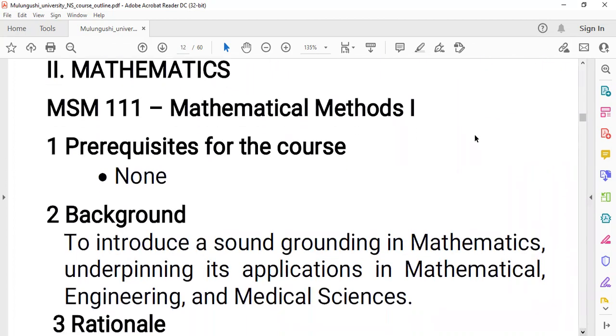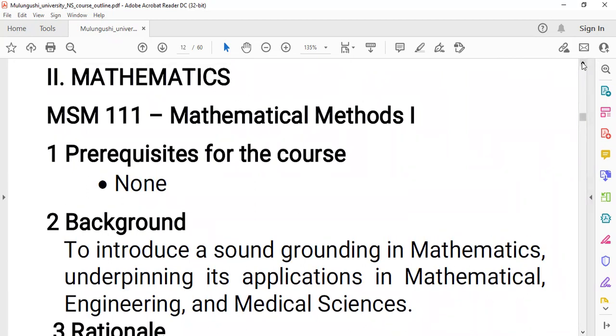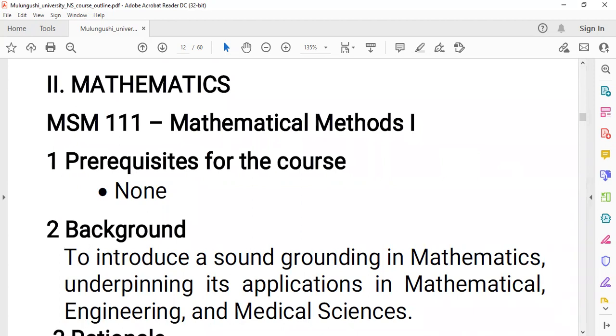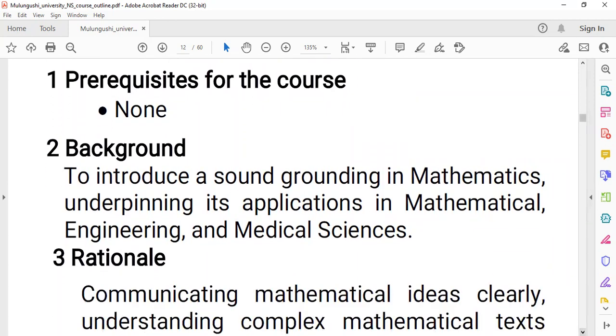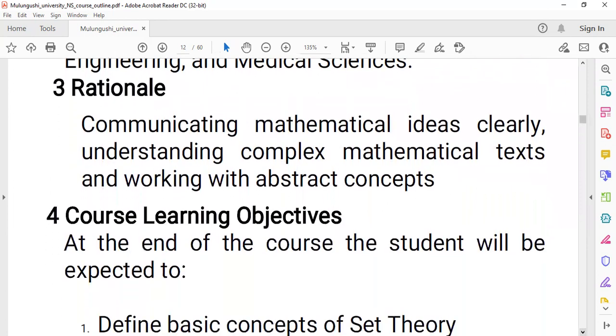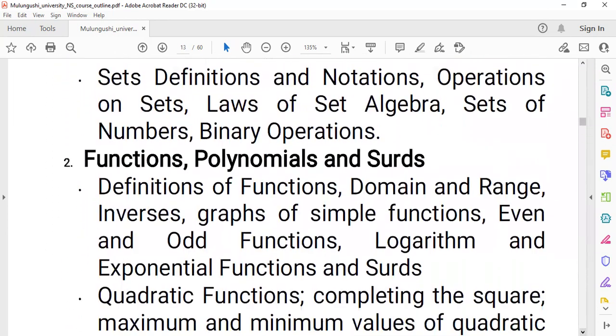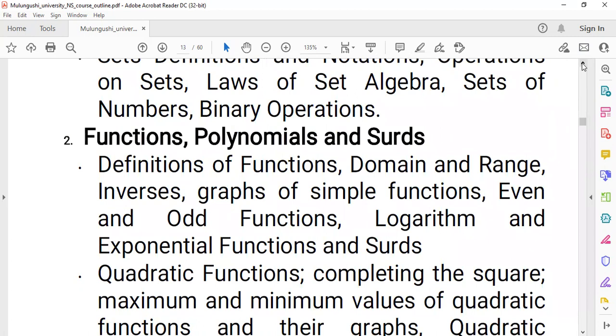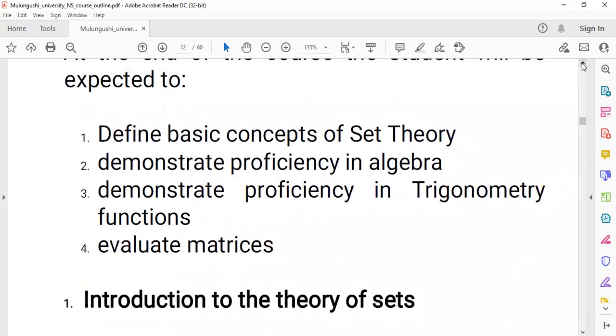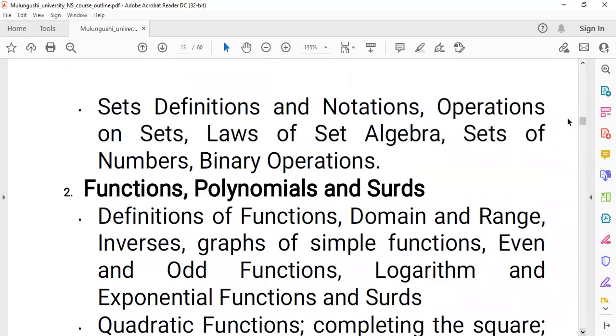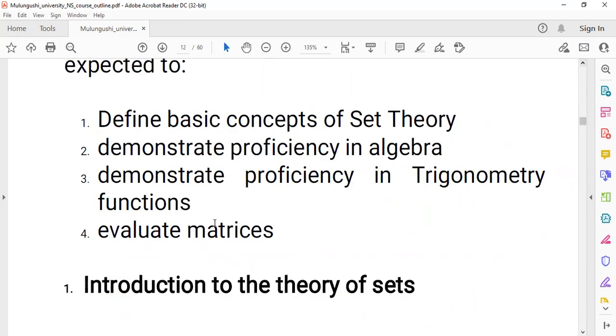Then from there, we go to mathematics, which is MS11, Mathematical Methods. There are no prerequisites. The background is there. Let's go directly to the course outline. The first topic you look at in your first mathematics course is called Introduction to Set Theory.